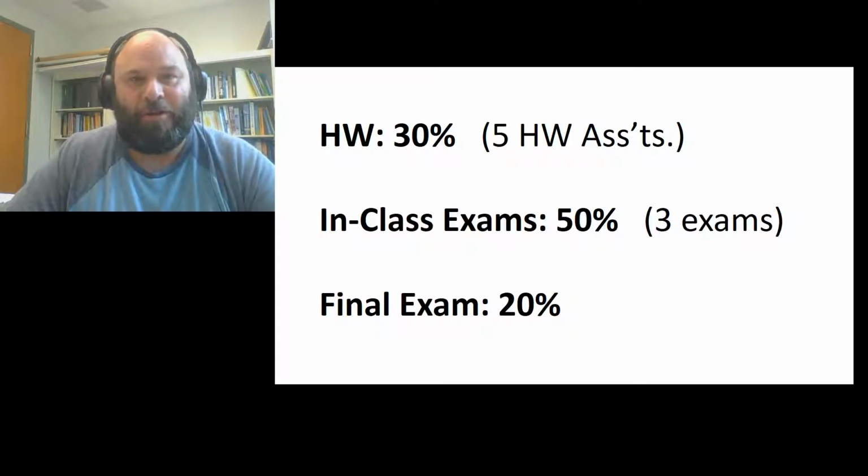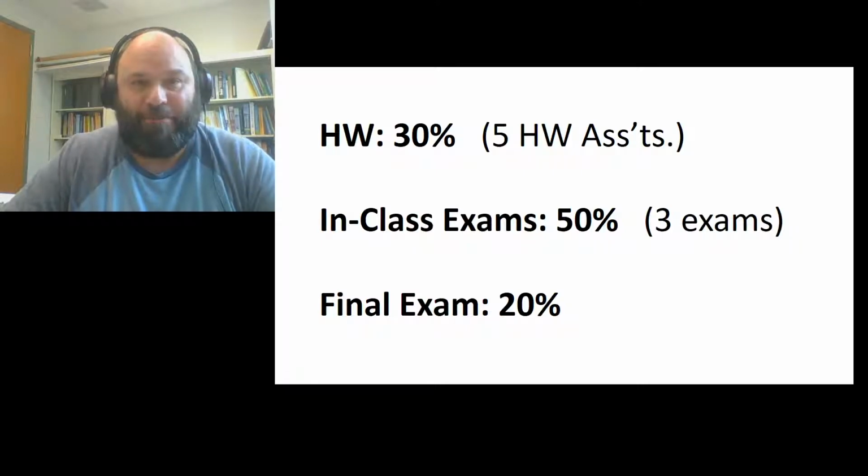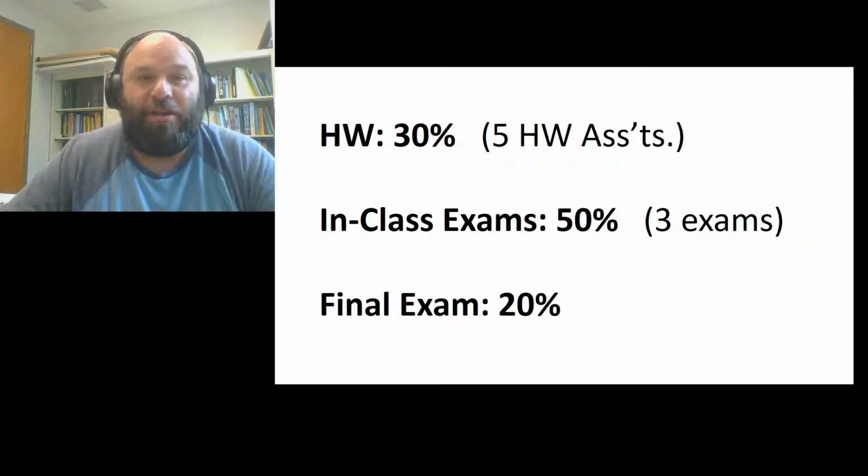So homework is worth 30% of your course grade. There will be 5 homework assignments in the course. Your in-class exams, there will be 3 in-class exams during the course. The total for all of your in-class exams will be 50% of your final grade. And the final exam, one final exam, of course, and that's worth 20% of your grade.